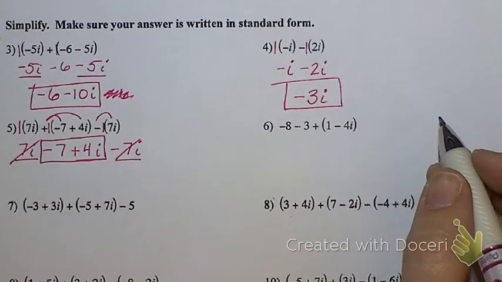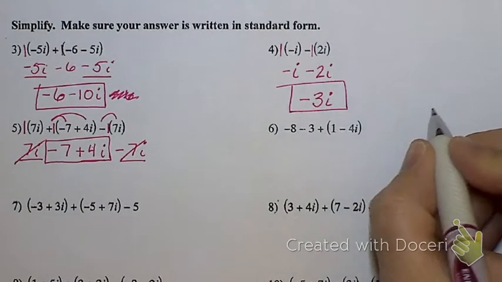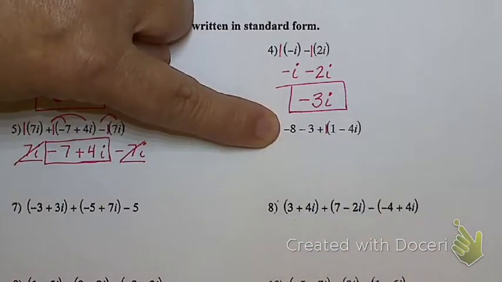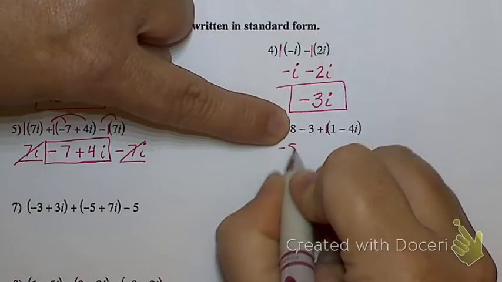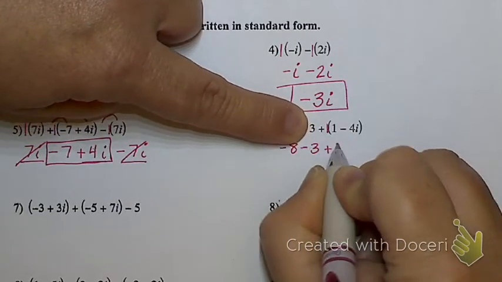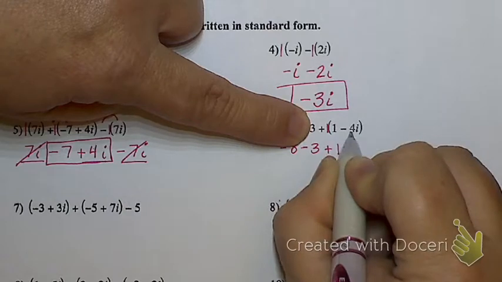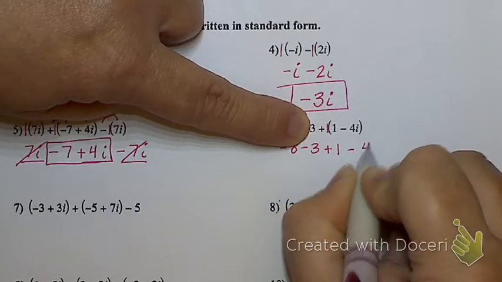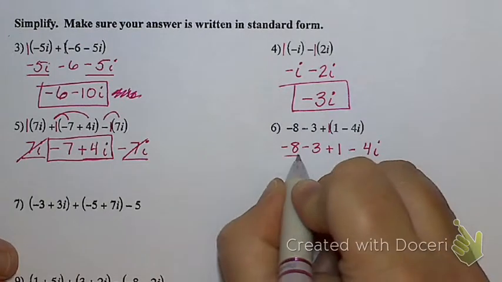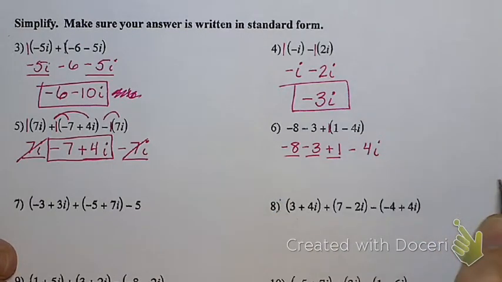What do I do first? Put a 1 in front of the parentheses. Does anything happen to the negative 8? No. What about the negative 3? No. Positive 1 times positive 1 is positive 1. Positive 1 times negative 4i is negative 4i. So let's see. Negative 8, negative 3, and positive 1. What does that get me?